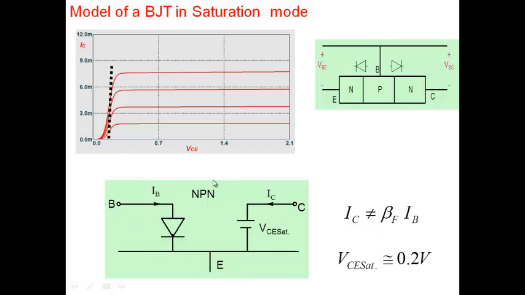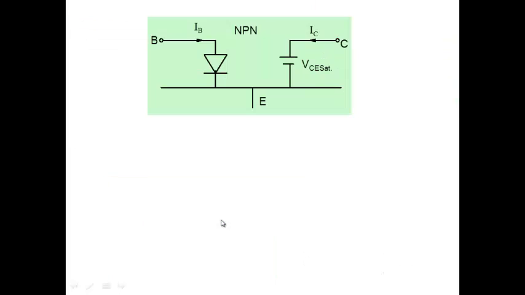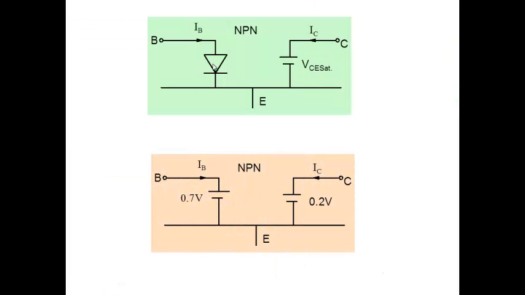Not only that, I can make the model even simpler. The diode I can approximate by 0.7 volt. So 0.7 volt here. So that's even simpler. So approximate the diode by 0.7, and this is 0.2, and that's the model of a transistor in the saturation region. Between base and emitter, you have a diode, so you approximate it by 0.7 volt. Between collector and emitter, the voltage is approximately constant. You approximate it by VCE sat equal to 0.2.